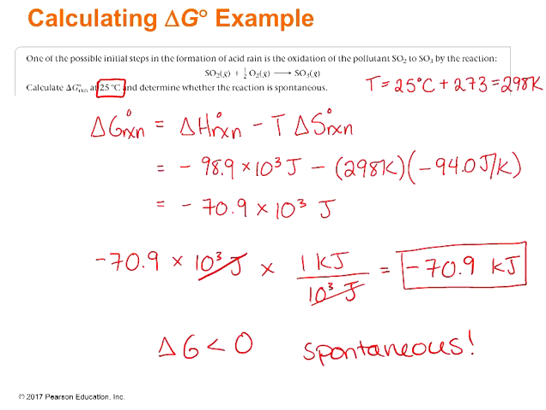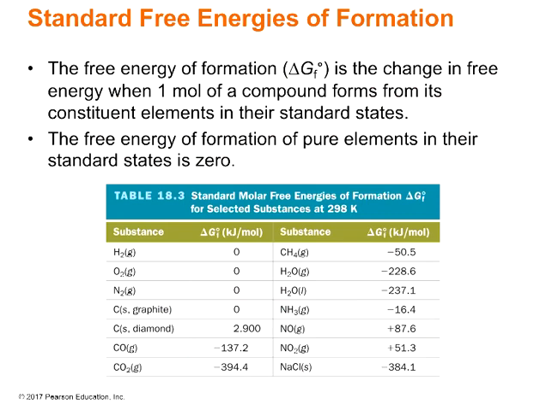Okay, so now let's try using the second equation that we saw. Now, in the second equation, we're going to use standard molar free energies of formation. So the free energy of formation, delta Gf, is the change in free energy when 1 mole of a compound forms from its constituent elements in their standard states. The free energy of formation of pure elements in their standard states is 0. So this is similar to enthalpy.